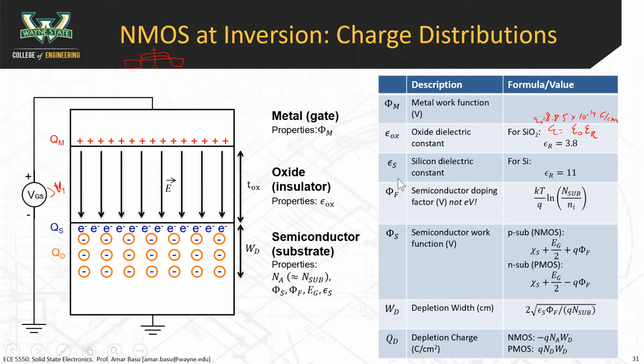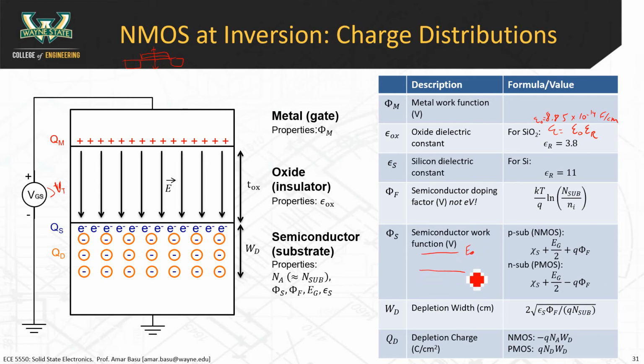Phi f, I showed you how to calculate that on the previous slide, is equal to kT over q ln of n sub over ni. And that's given in volts. So the substrate doping. The semiconductor work function, which is the distance between the Fermi level in the semiconductor to the vacuum level. So I'll draw that here just to remind everyone.